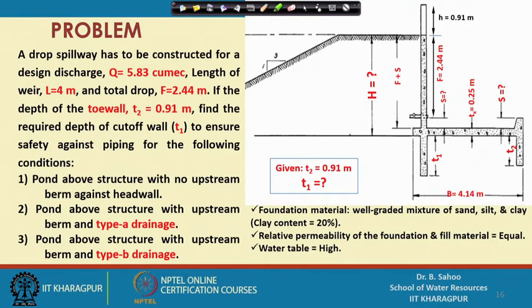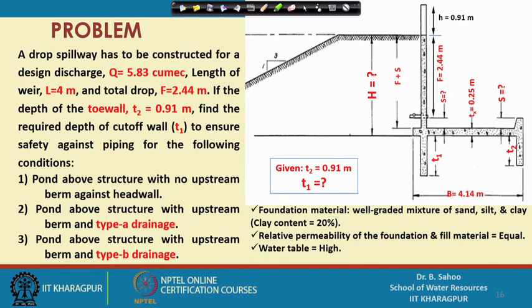Everything will be clear if you solve a problem. You can see in this problem a drop spillway has to be constructed for a design discharge Q equal to 5.83 cubic meters per second, length of weir is 4 meters, total drop is 2.44 meters. If the depth of the toe wall T2 as shown in this figure equals 0.91 meter, find the required depth of cutoff wall T1 to ensure safety against piping for the following conditions.